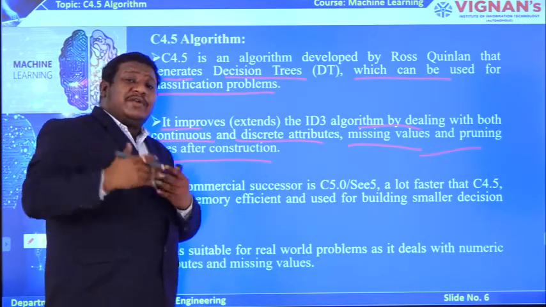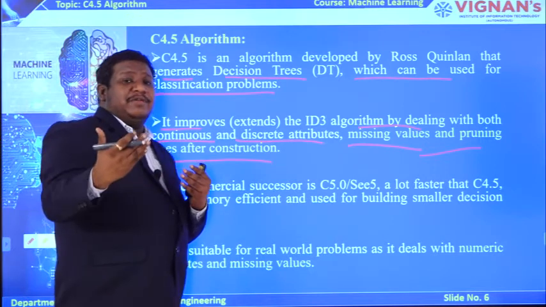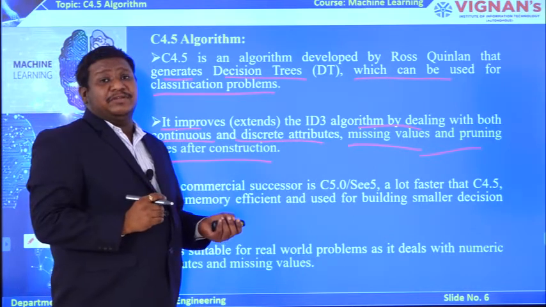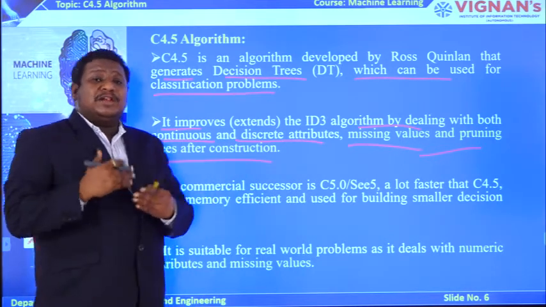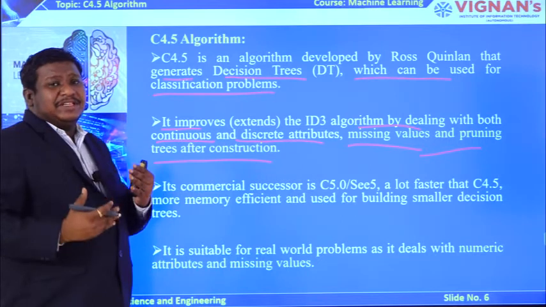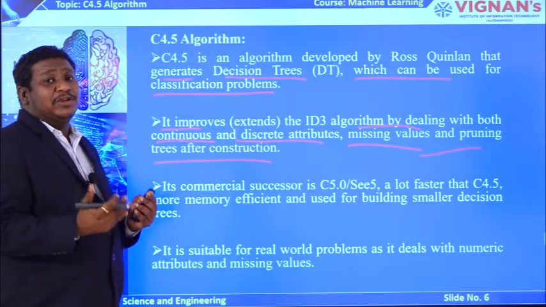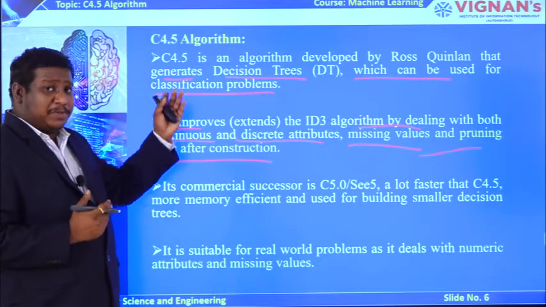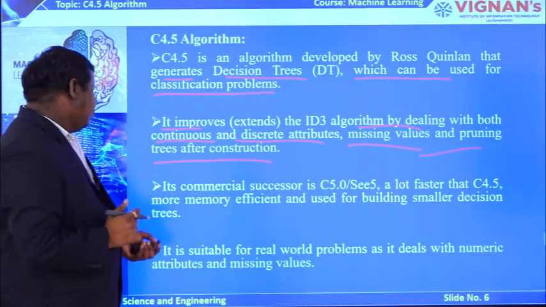That means, whatever the values missing when you are preparing the values or attributes for a data set, those values also will be identified, and similarly pruning also will be done to the data. That means, if any changes we need to make for an attribute, that can be supported by this C4.5 algorithm, where that cannot be supported in the ID3 algorithm.